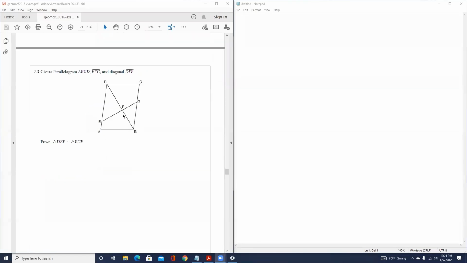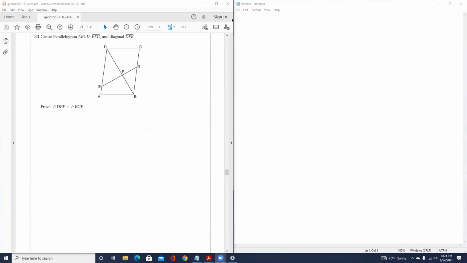Moving on to question 33, proofs. Our first proof of the entire exam. Given parallelogram ABCD, line EFG, and diagonal DFB, prove that triangle DEF is similar to triangle BGF. So you know what to do. Let's make a 2-column setup. There's statement and reason on opposite sides.